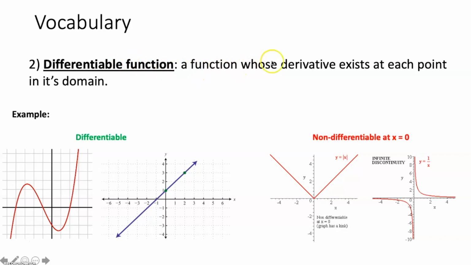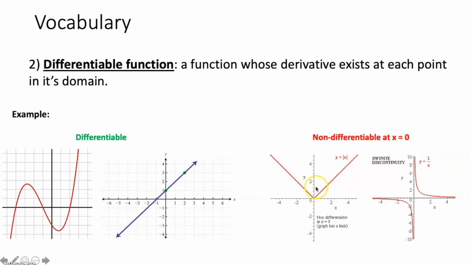The next vocabulary term is a differentiable function. That's a function whose derivative exists at each point in its domain. So down here, all this is referring to is, can you draw a tangent line to the graph at every point in the function's domain? So in this graph right here, we can draw a tangent line to the curve at any given x value that you choose in its domain. Same thing here. We can draw a tangent line to the curve. Well, this isn't really a curve, it's a line, but if I were to draw a tangent line to a line, it's just the same line. So both of these are differentiable.